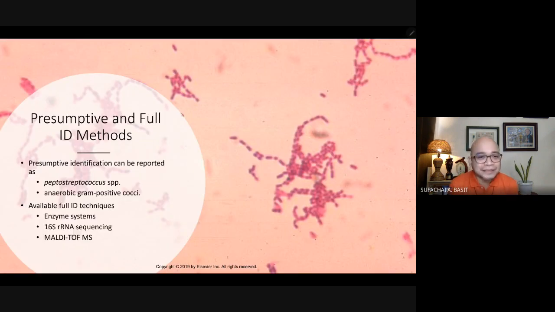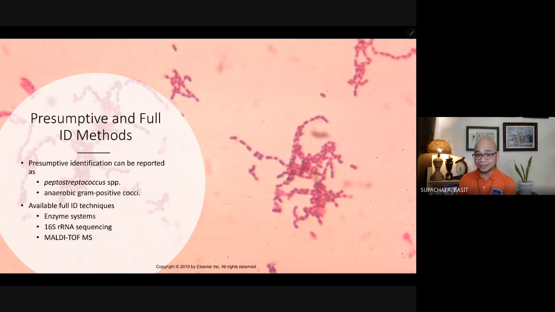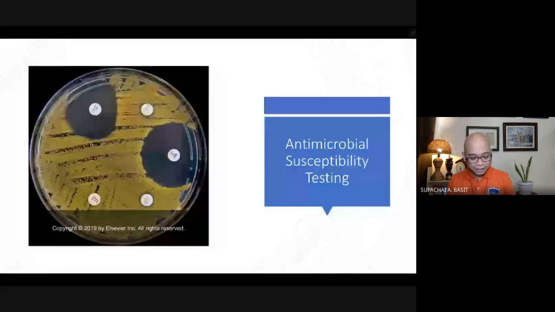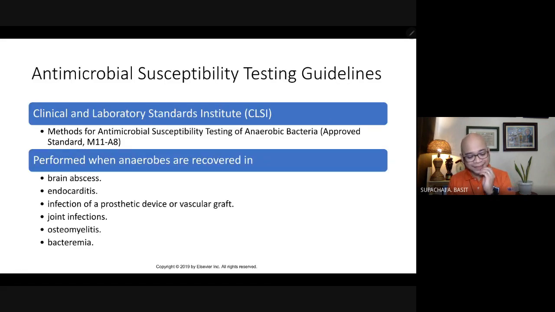So the presumptive identification can be reported as Peptostreptococcus species or anaerobic gram-positive cocci. We don't usually report the species if we're just doing the presumptive identification. The only way you can report the species is if you have performed the enzyme system, 16S rRNA sequencing, and MALDI-TOF MS. Let's now discuss the antimicrobial susceptibility of anaerobic bacteria.